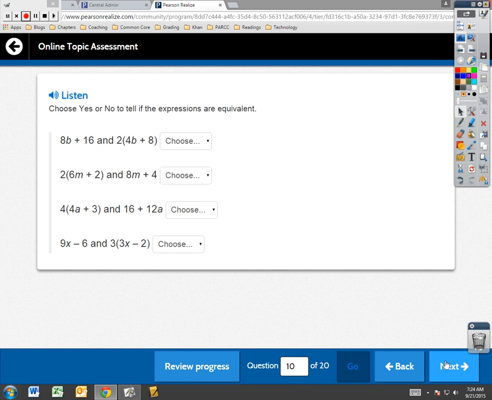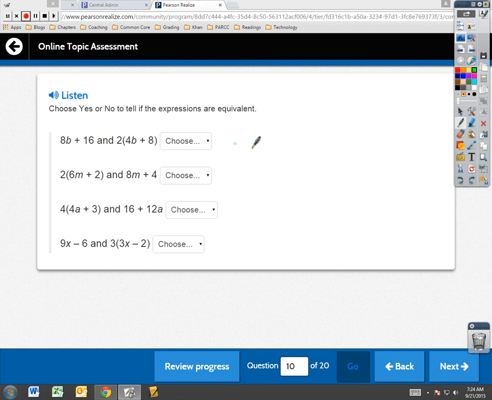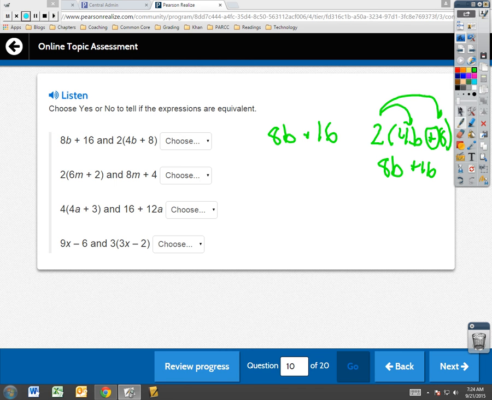All right, last one before I take a break. Choose yes or no if the expressions are equivalent. Well, the one is 8b plus 16. The next one is 2 times 4b plus 8. Let's see, distributive property. Oh, 16, not 14, Mr. Giomini. Here we go. Let's erase that. Let's fix this. Sometimes you're going too fast, you make a simple mistake. So that gives me 8b plus sign, 16. Yes, they are equivalent. So I'm going to hit yes.